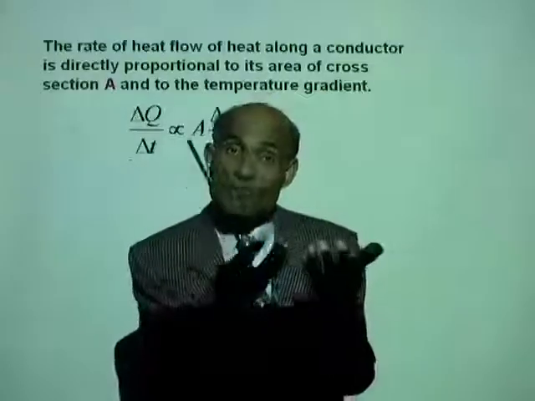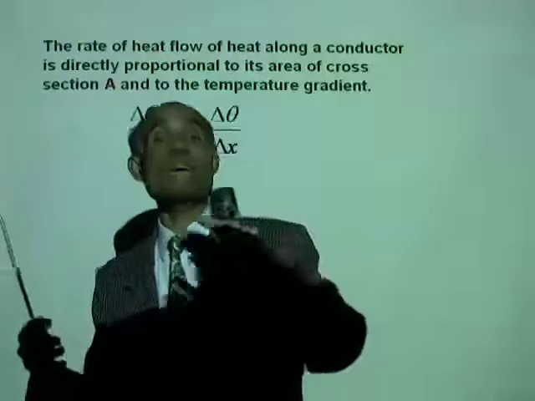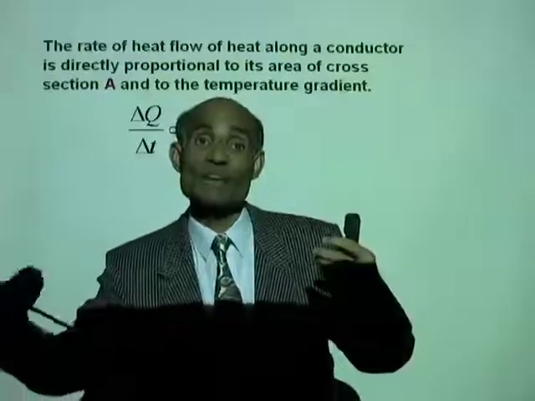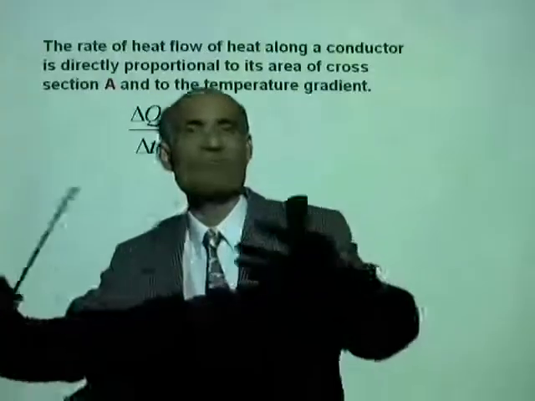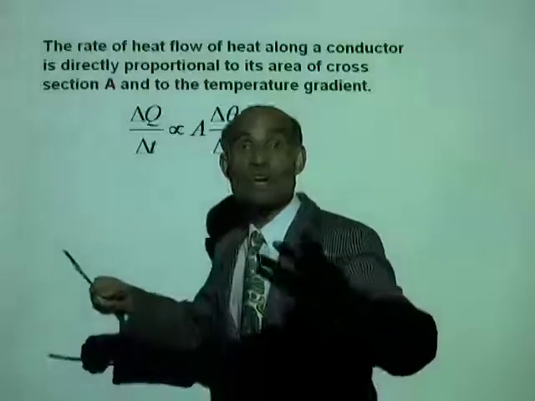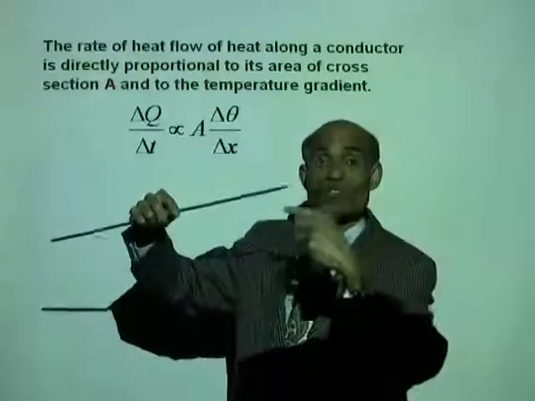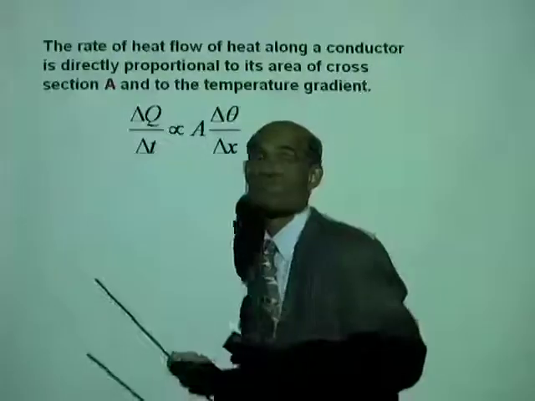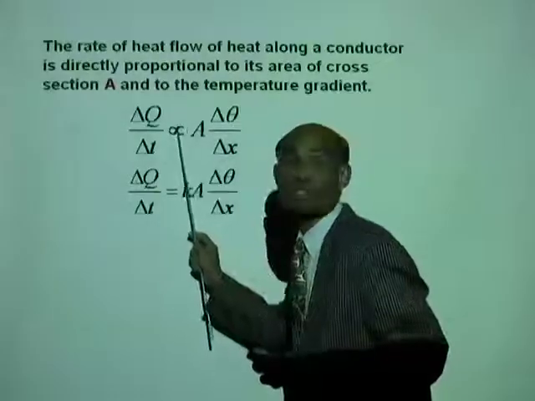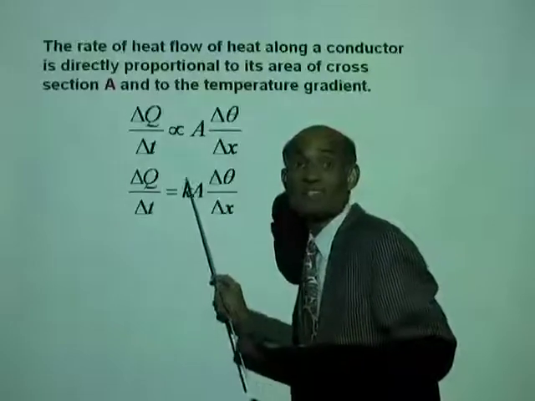You see, current is formed by anything that flows. When air flows, there is air current. When water flows, there is water current. Current is the rate of flow. The rate of flow of heat, called the thermal current, is directly proportional to the area of cross-section and the temperature gradient. Now that means I can replace the proportionality sign by using an equal sign, adding a constant.